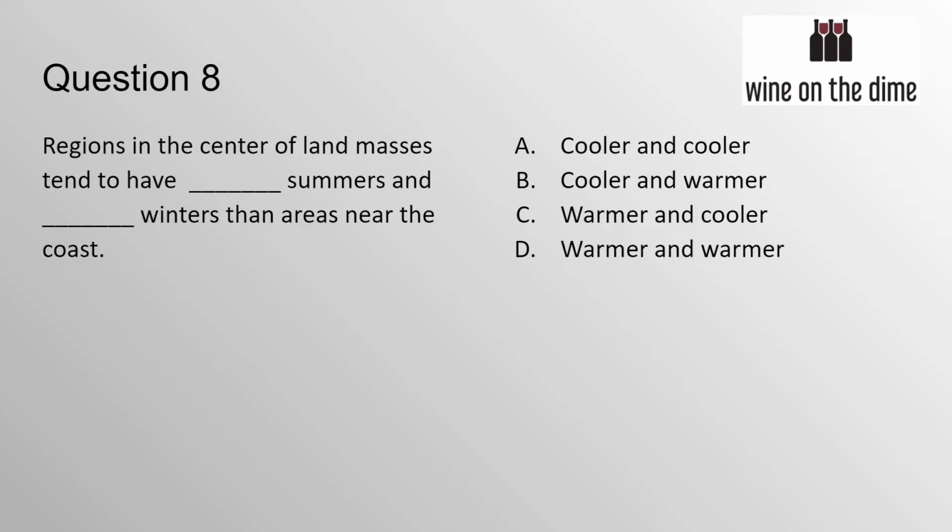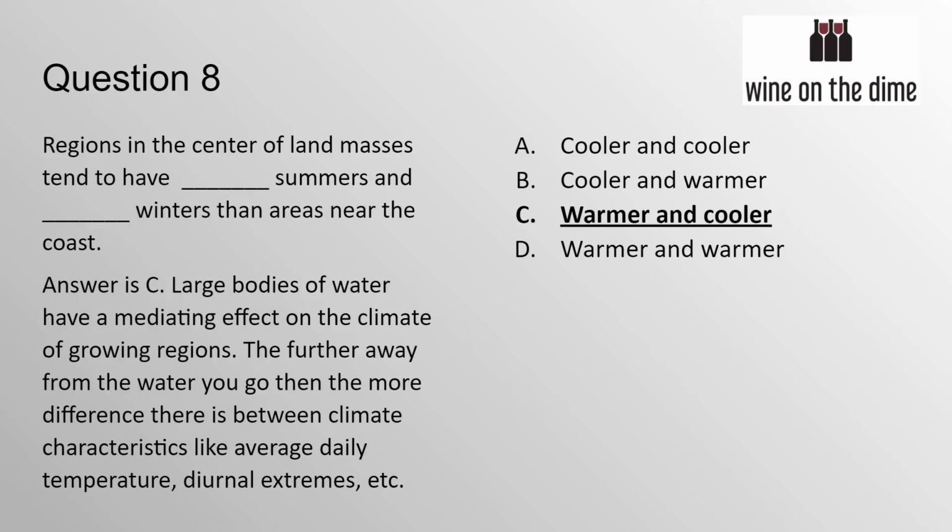Question number 8. Regions in the center of land masses tend to have blank summers and blank winters than areas near the coast. Your choices are: cooler summers and cooler winters, cooler summers and warmer winters, warmer summers and cooler winters, warmer summers and warmer winters. The answer is C. Large bodies of water have a mediating effect on the climate of growing regions. So the further away they are from the water, the more there is a difference between the climate characteristics like average daily temperature, diurnal extremes, and so on.